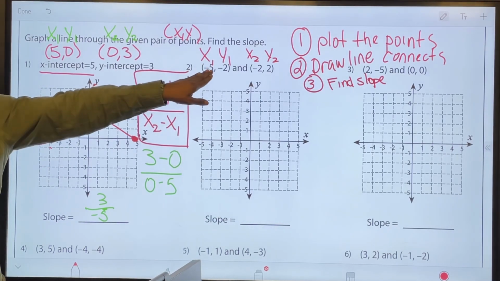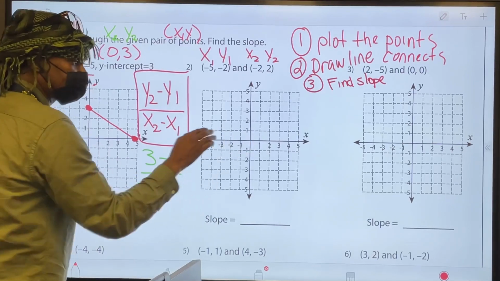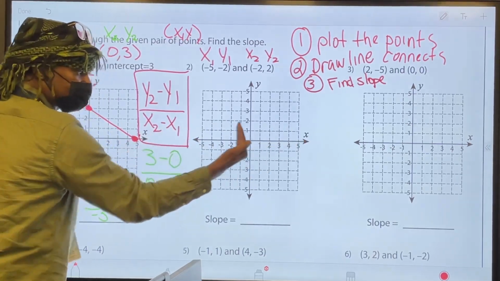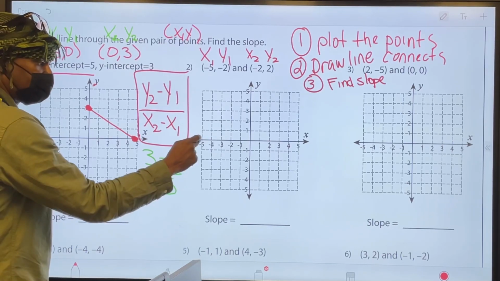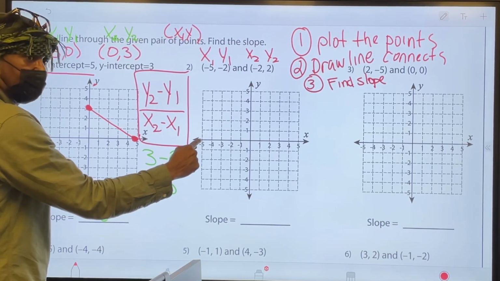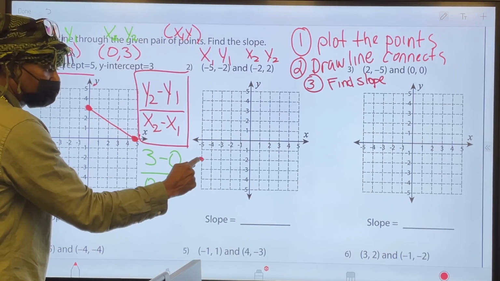Now let's plot these points. Negative 5 on the x-axis. Where's negative 5 on the x-axis? Is it here or here? It's on the left. This is negative 5, and I gotta go where? Down to negative 2. There's your point.